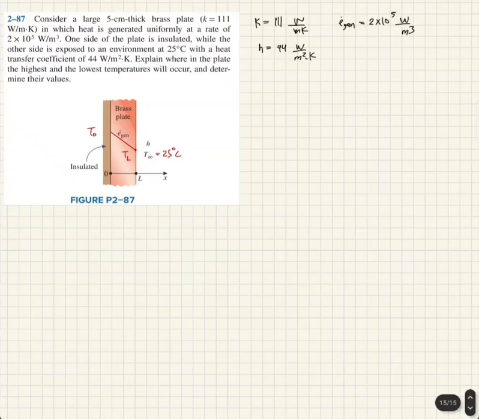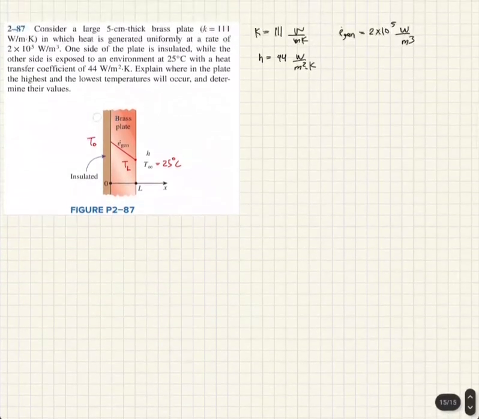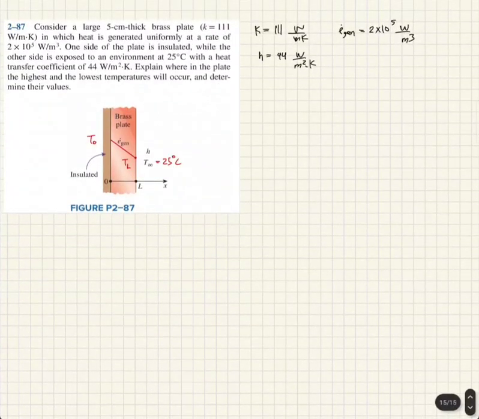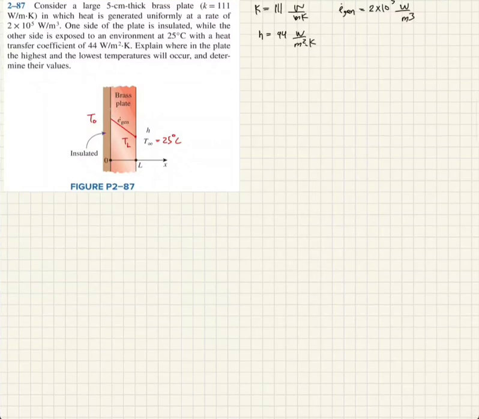Okay, so we have that, and the question asks where in the plate the highest and the lowest temperature will occur. Just like we said, we know intuitively that the highest temperature will be here, right? So the highest temperature is here, and the lowest temperature will be here. Okay, so that's something that we know intuitively.